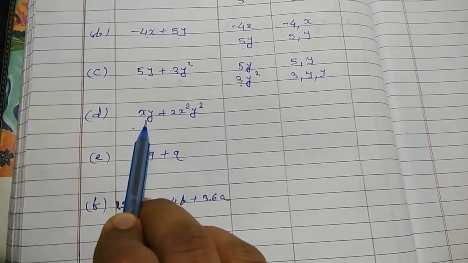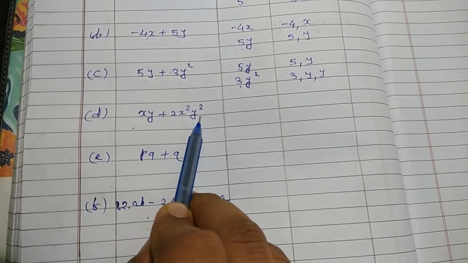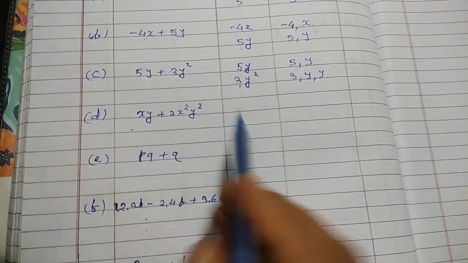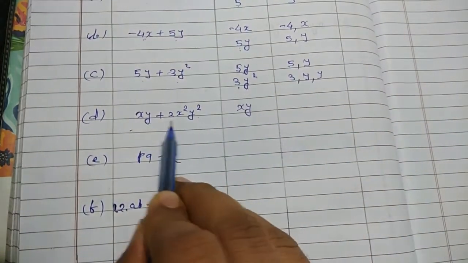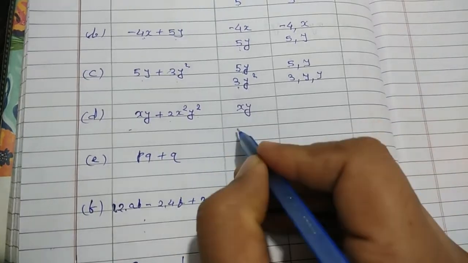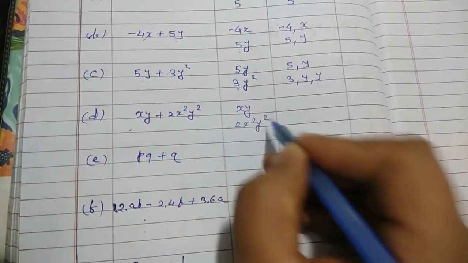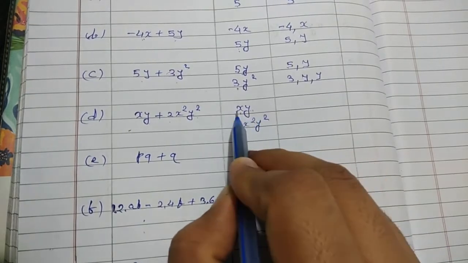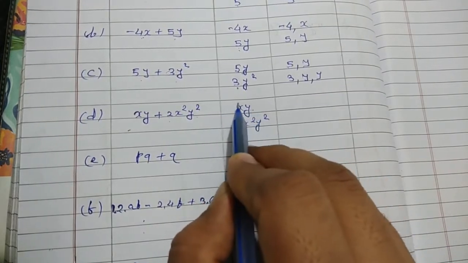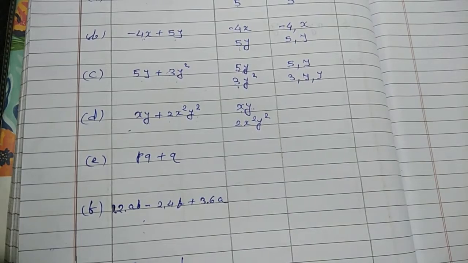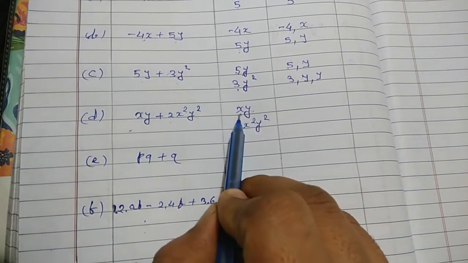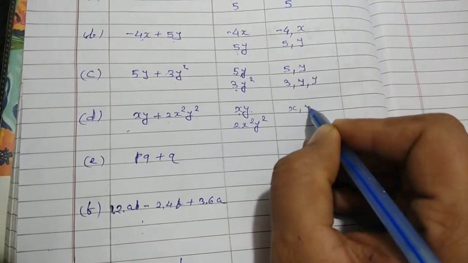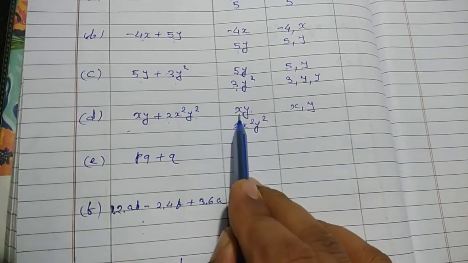Next, D, xy plus 2x square y square. How many terms are there in the expression? One is xy and another one is 2x square y square. What are the factors of xy? Here there is no numerical coefficient, that means 1, but we do not have to write it. And variables x and y. So x comma y are the factors of xy.